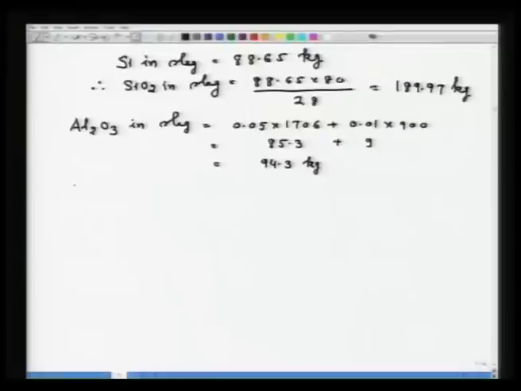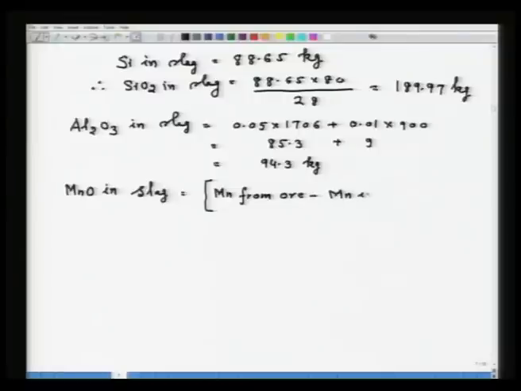Now, similarly, find out MnO in slag. Again, you have to do it from all sources, input and output. So, MnO in slag will be equal to manganese from ore minus manganese in pig iron, or manganese in hot metal. You may call it pig iron also, it does not matter. Now, this balance will go into the slag in the form of MnO.